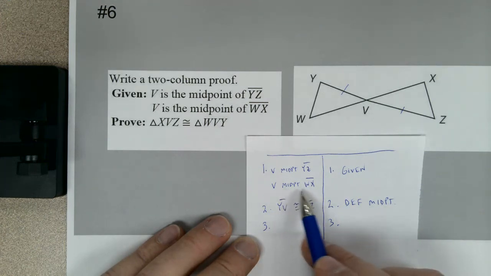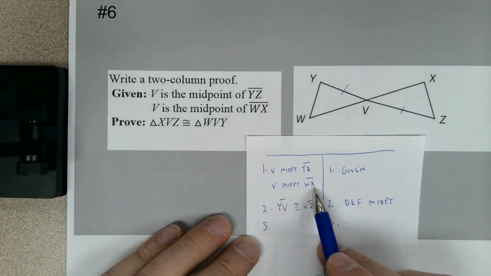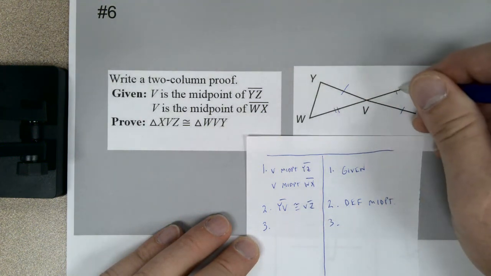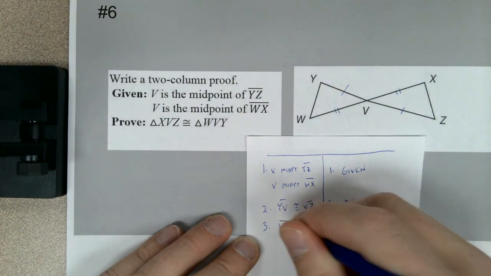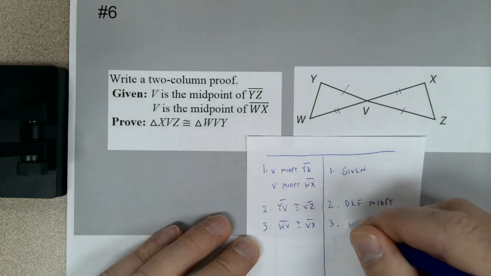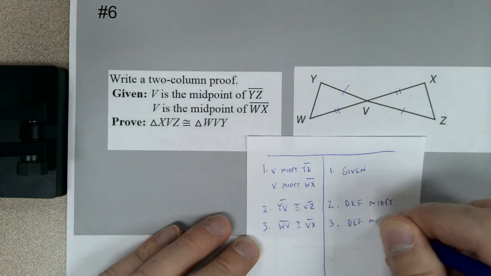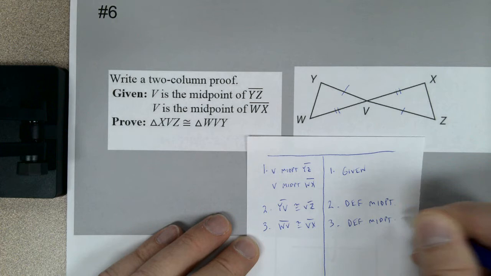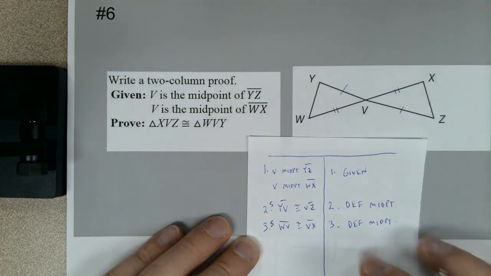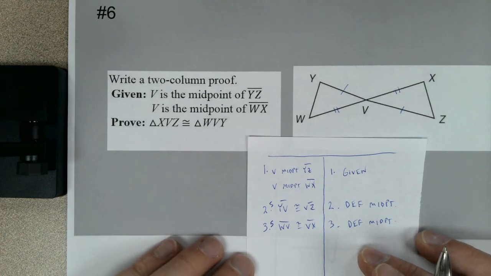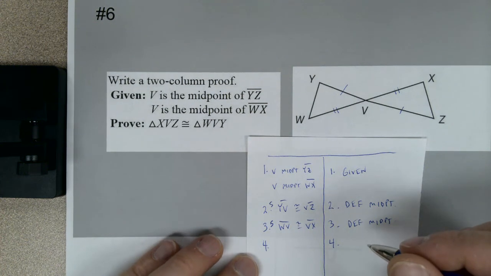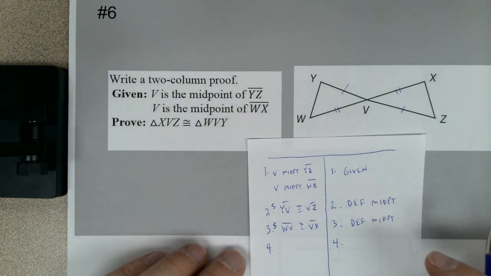Kind of the same thing with the second sentence. V is the midpoint of WX. So hopefully you stated that WV is congruent to VX. That's also definition of midpoint. So in my proof here, I've got two pairs of sides. Put little S's next to those statements. So now I either need a third pair of sides or I need a pair of angles.